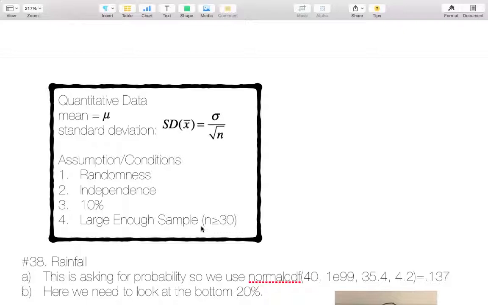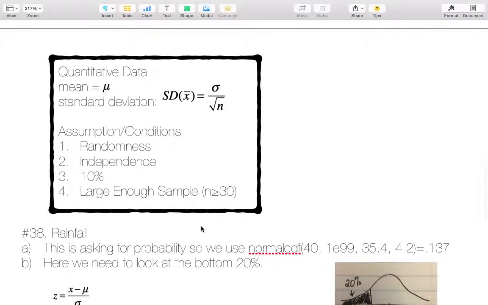So when it is skewed, or it's not mentioned what the population shape is, as long as we don't know that, then when you go to check this condition, the large enough condition says that your sample size has to be greater than or equal to 30, and it either is or it isn't. So very easy to figure out.